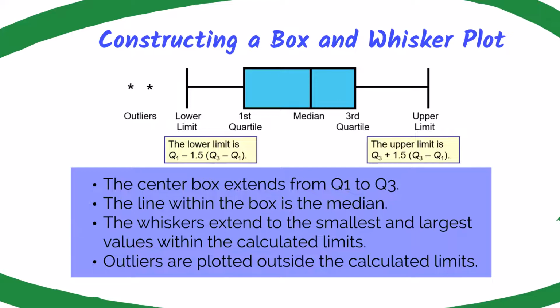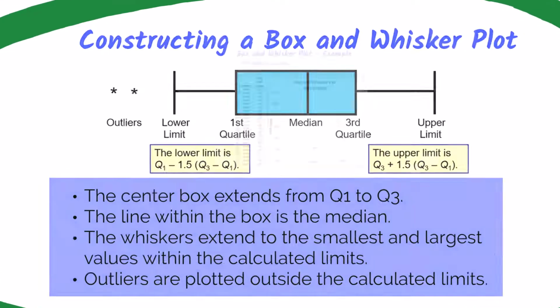So for our lower limit, we take our first quartile and subtract 1.5 times the width of our box. To find the upper limit, we'll take the third quartile and we'll add 1.5 times the width of our box. And then our outliers are plotted outside of these calculated limits. So these are our extreme values.